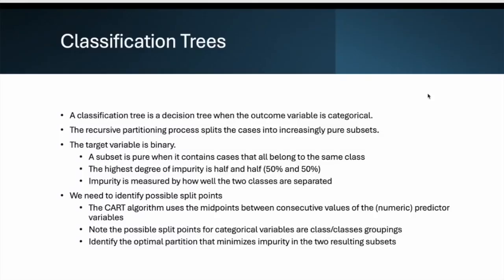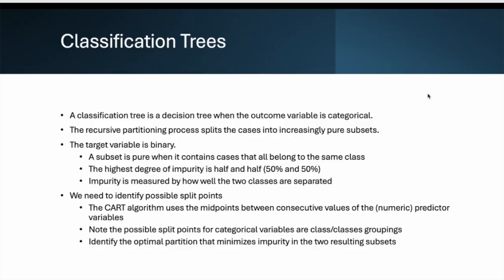So this is to continue talking about the CART models, classification and regression trees. In this recording, we will be focusing on the classification trees. The classification tree is a decision tree when the outcome variable is categorical. Its recursive partitioning process splits the cases into pure subsets.